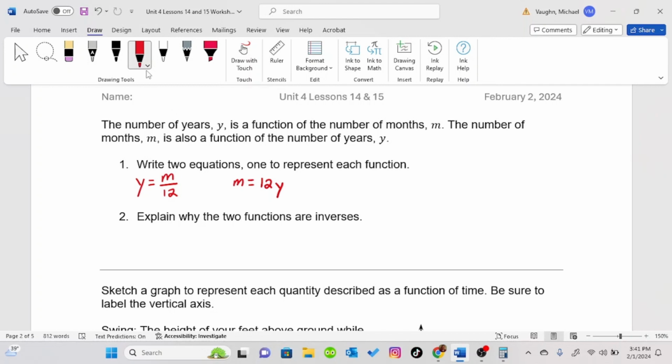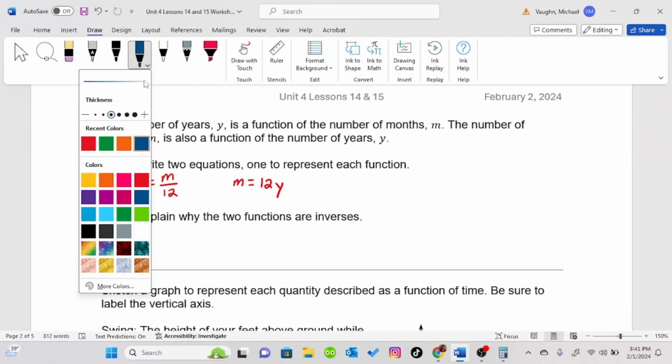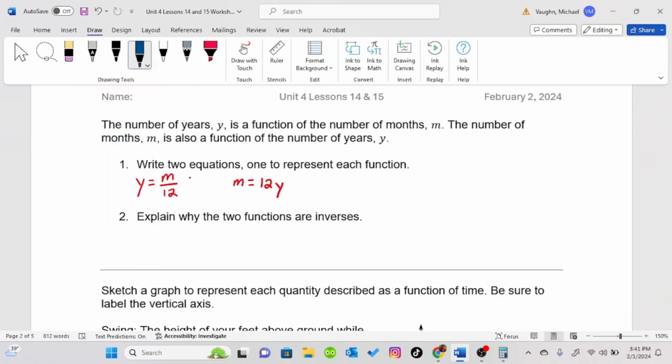Number 2, explain why the 2 functions are inverses. Well, if you look at the first one, months is our input, and years is our output. But when you look at the second one, now years is my input and months is my output.